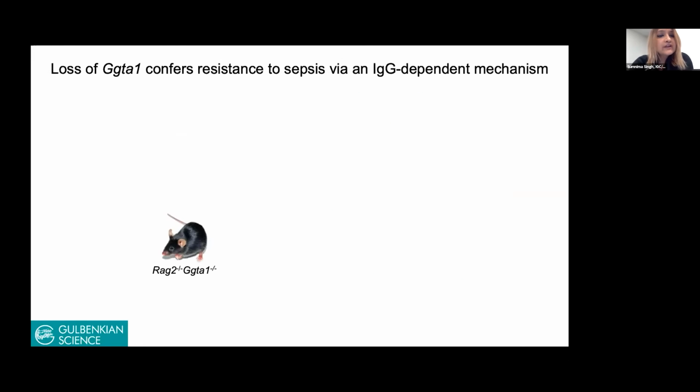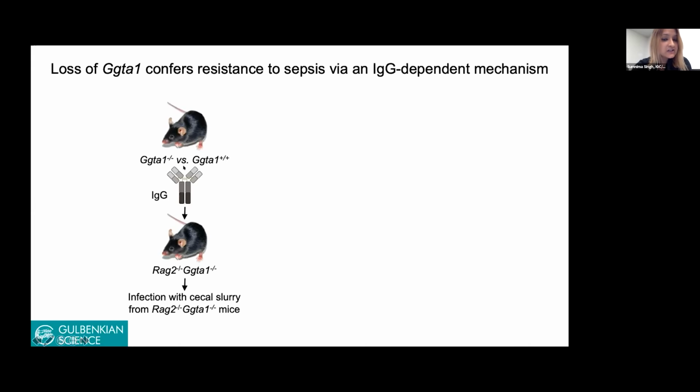We then asked whether loss of GGTA1 confers resistance to sepsis via an IgG-dependent mechanism. For this, we took GGTA1 knockout mice that lack adaptive immunity. We then transferred IgG purified from the serum of wild-type versus knockout mice. We then challenged these mice with a cecal slurry containing microbiota that has not been shaped by antibodies, and then we looked at the survival.